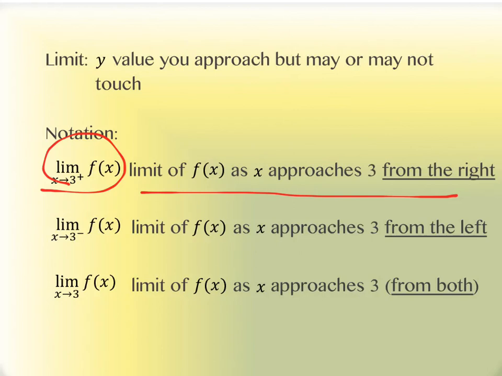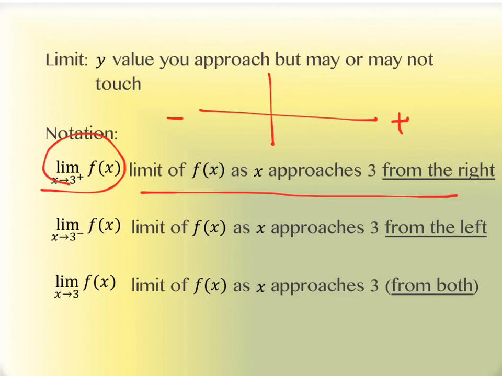So when I see that notation that's circled there, I read that as the limit of f of x as x approaches the number 3, because that's what the value on the bottom is. And that plus sign after the 3 means from the right. If you think about a number line or an xy axis, the right side's the positive side and the left side's the negative side. So this is 3 from the right.